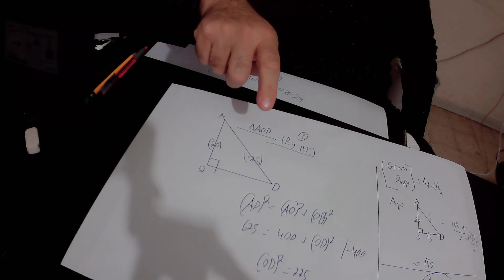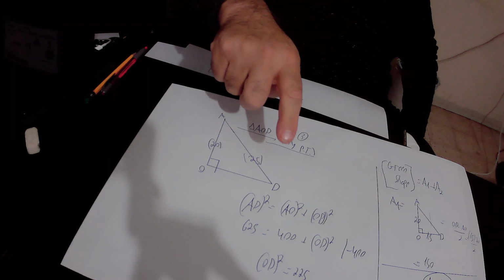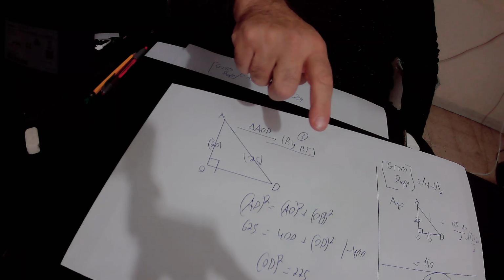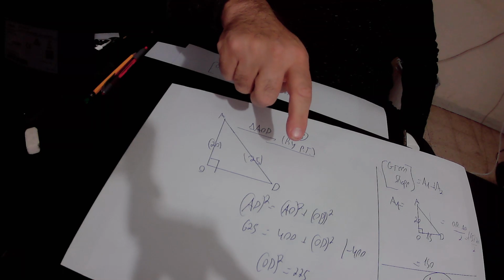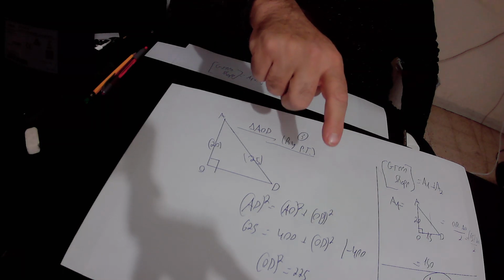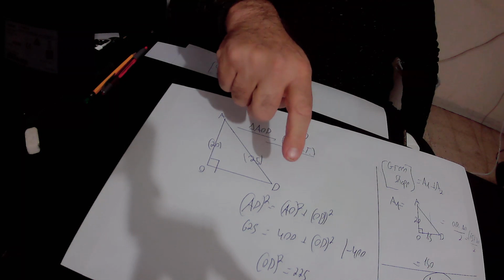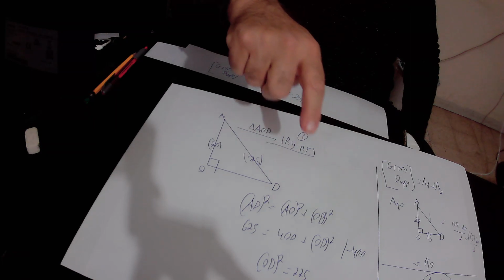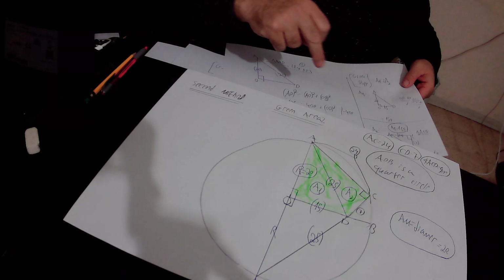So we found out finally that 625 equals to 400 plus OD square. We subtracted 400 from this equation and finally found out that OD square equals to 625 minus 400, which is 225. So OD square equals to 225. We took the square root of this equation and found out that OD equals to the square root of 225, that is 15. So here OD equals to 15 units in its length.